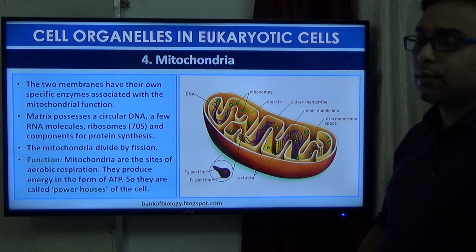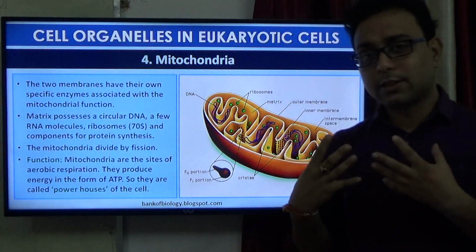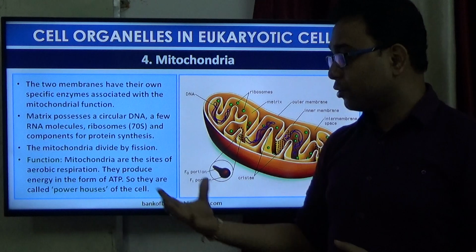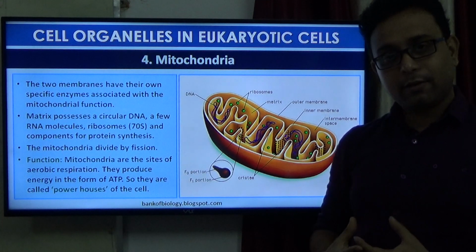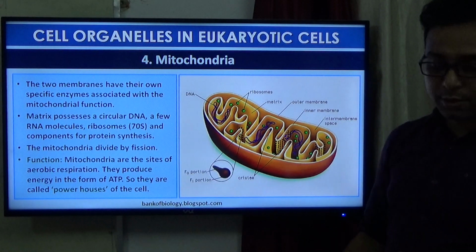But what is the function of the mitochondria? Mitochondria is the main site of aerobic respiration. Also, it is the site of ATP production. So it is called the powerhouse of the cell, right? So, the most important structure and function.